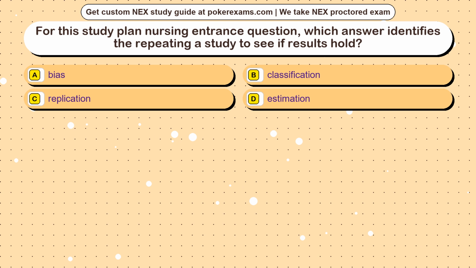Question 13. For this study plan nursing entrance question, which answer identifies repeating a study to see if results hold? Option A, bias. Option B, a classification. Option C, replication. Option D, estimation.